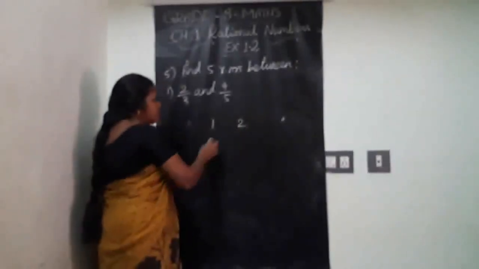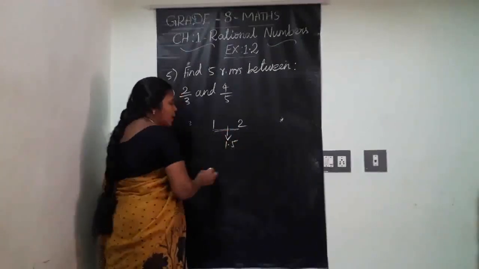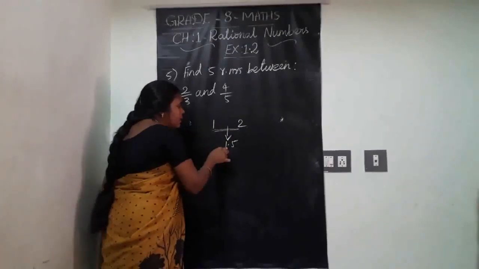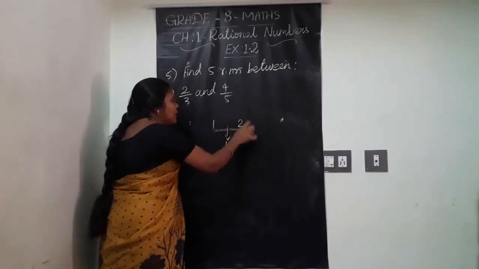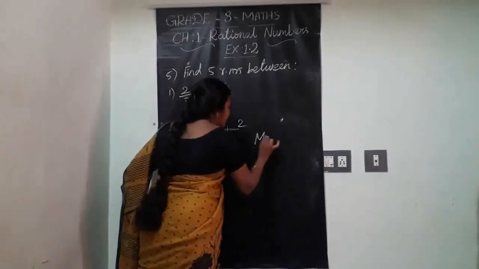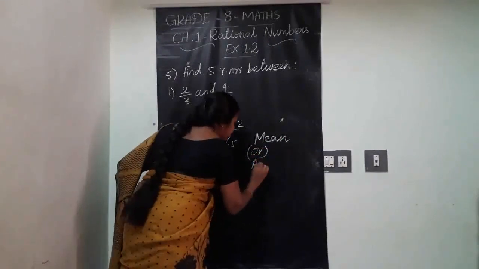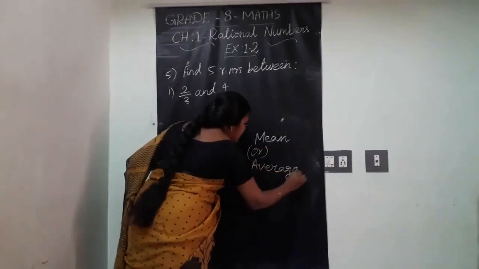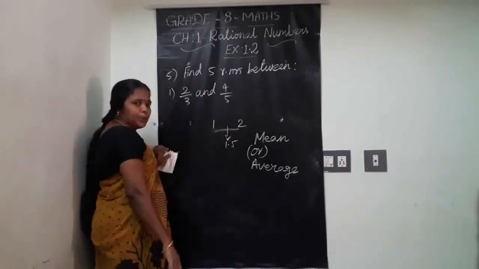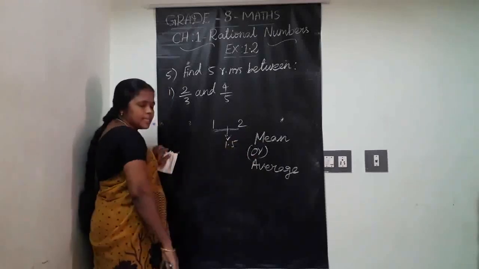See, 1 and 2. Between which numbers is 1.5, or 3/2? Actually, what is this 1.5? It is the mean of the given two numbers. What is that? Mean, M-E-A-N. Mean or average. Clear? Average of the given two numbers. The other name is mean. About this you have learnt in the 7th standard.